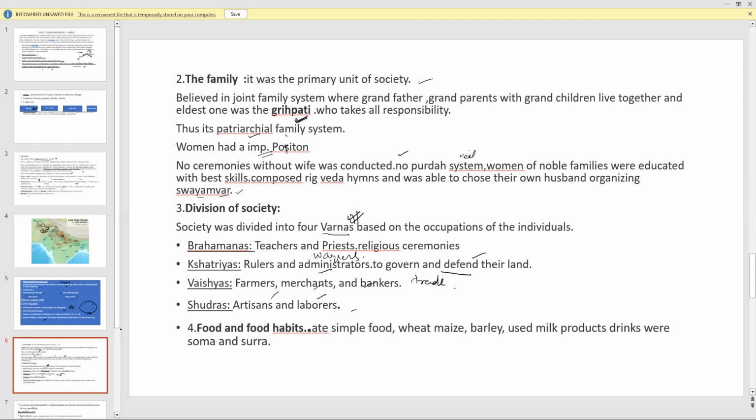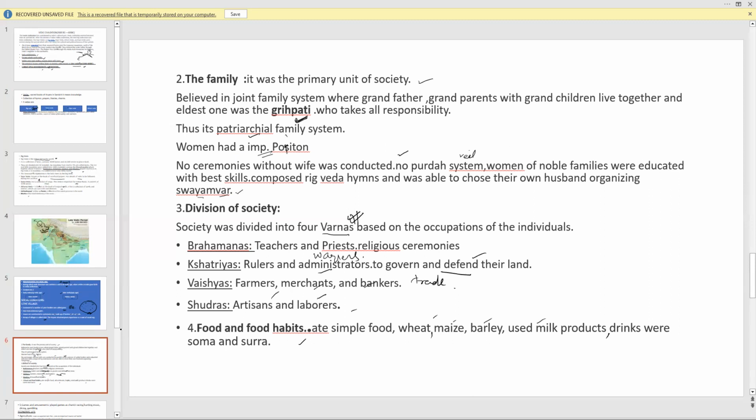Coming to the food and food habits, Aryans as well as different civilizations, they all believed in agriculture and domestication. So they ate very simple food. They had knowledge about different types of food. They grew wheat, maize, barley. They used milk products.